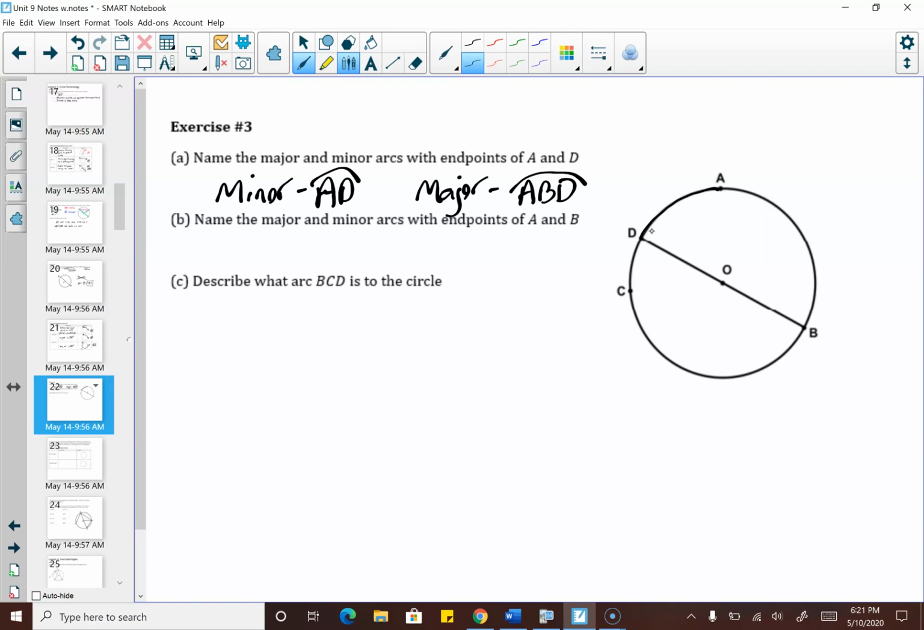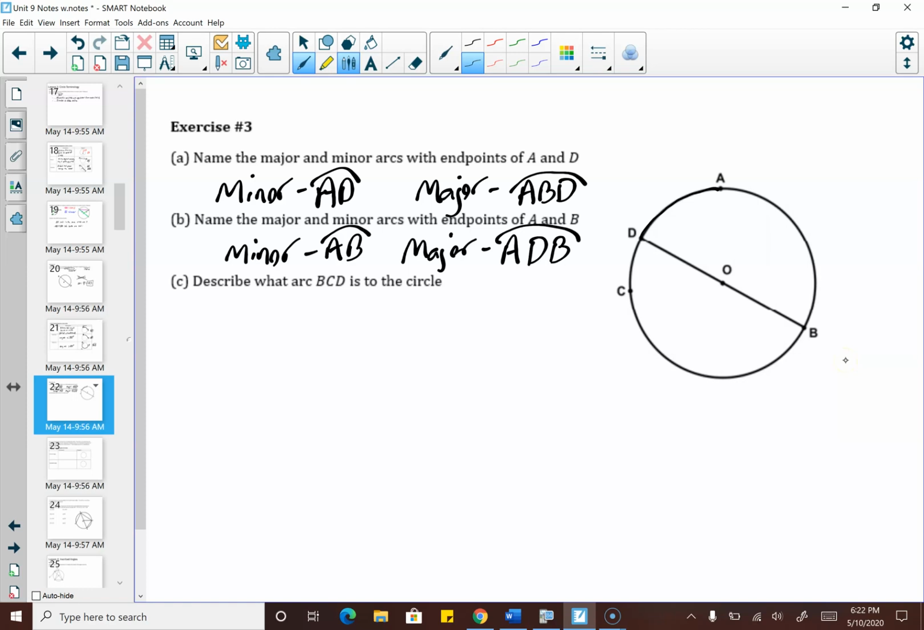Name the major and minor arcs with endpoints A, B. So again, minor typically just includes the two letters. That's the short distance between A and B. And then major would be ADB. Again, I'm picking the first letter that I see on that back way from A to B.